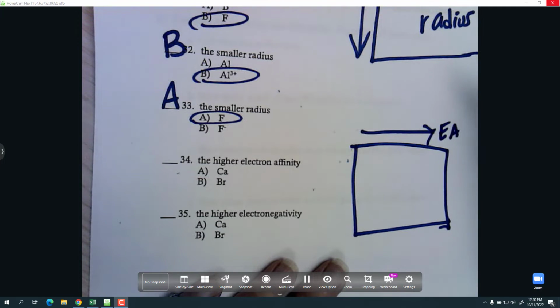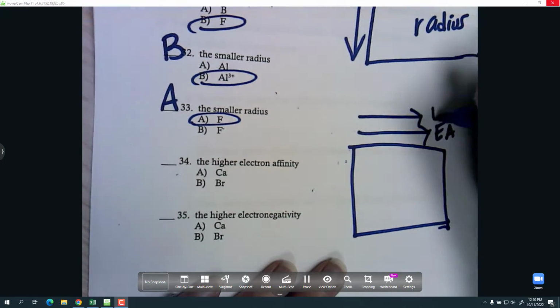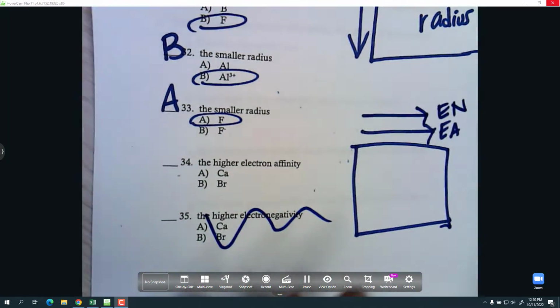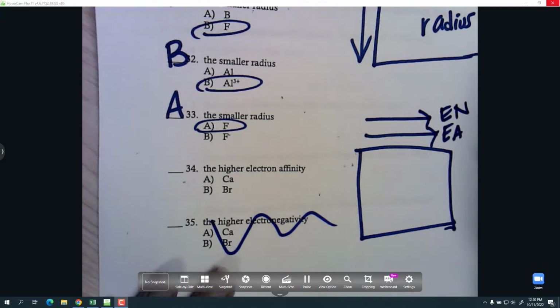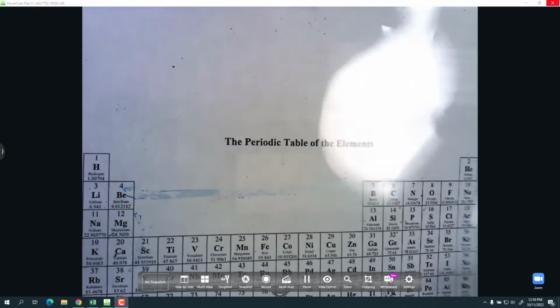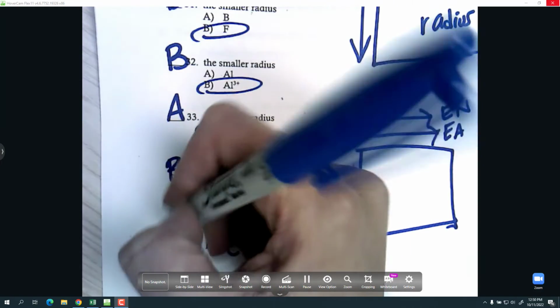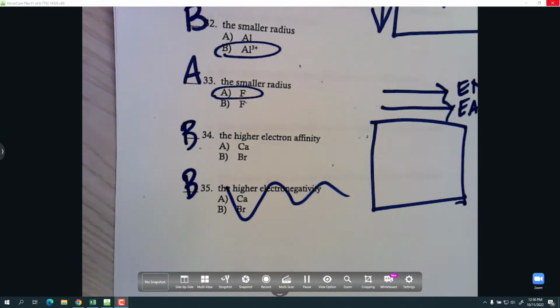Actually, I think that might be in chapter 6 of our book, so maybe that's not on the exam, but electronegativity also increases that way. Yeah, cross that one off. But electron affinity increases from left to right. So in the example of calcium and bromine, bromine would have the higher electron affinity. It has a higher electronegativity as well, but that's actually not in our chapter 5. Sorry about that.